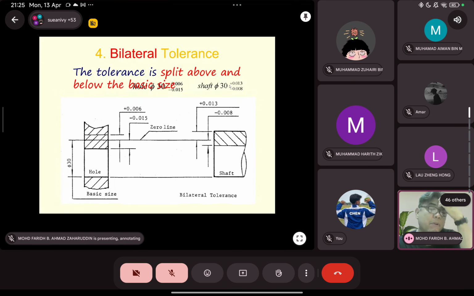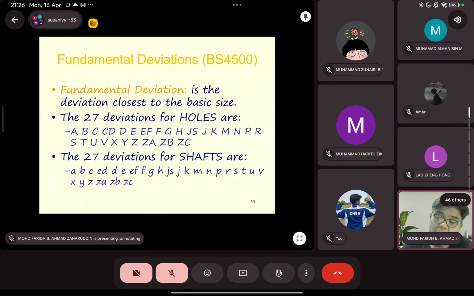There was one question previously. I do not know when it was, but I saw a question asking about the difference between unilateral and bilateral, and you need to sketch. So you need to sketch and give some examples between unilateral and bilateral. Then you will get the full marks. Okay. In the fundamental deviation.